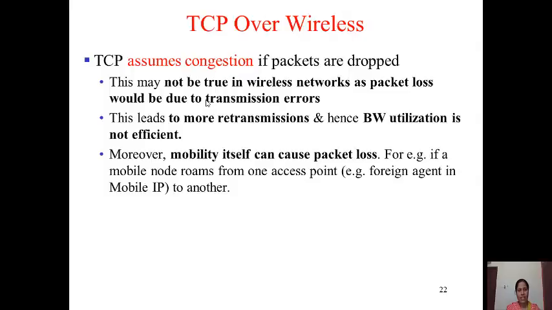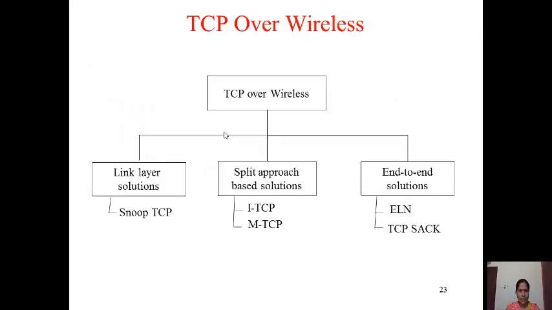So TCP need not generalize that packet drops would be due to congestion. It can also be because of some transmission errors and because of the mobility that is going to be supported by the wireless domain, right? So having come to know about this, there are certain solutions that are proposed to extend TCP to the wireless part. One is at the link layer level, which we call the link layer solutions, which is called Snoop TCP.